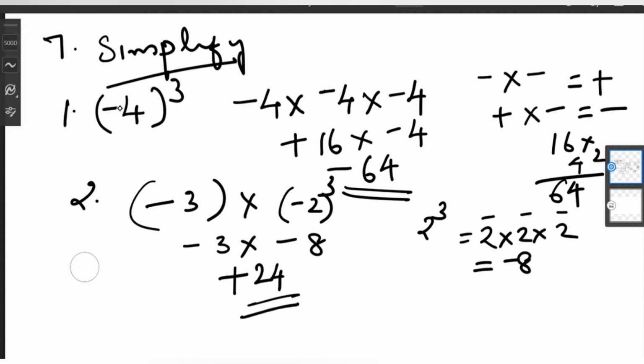Are you able to understand? You have to write this again and again. This positive sign coming, you have to write in a box. That is, positive into positive is positive, and negative into negative is positive. Then third question.